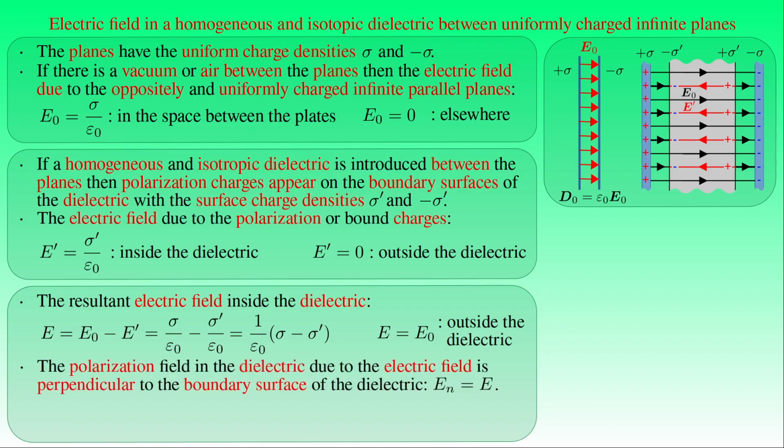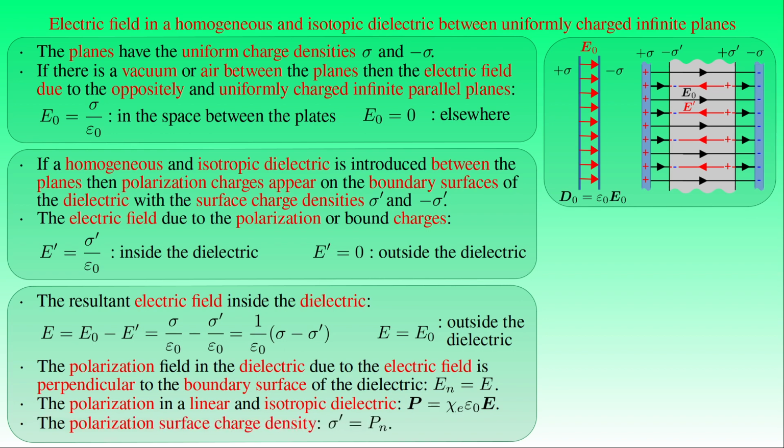Because the polarization field produced in the dielectric by the resultant electric field is perpendicular to the boundary surface of the dielectric, the normal component of the electric field is equal to its magnitude. We already saw that the polarization P in a linear and isotropic dielectric is equal to the vacuum permittivity epsilon naught, times the electric susceptibility chi E of the dielectric, times the electric field strength E. We also proved that the polarization surface charge density sigma prime at the boundary of a dielectric is given by the component of the polarization field P in the direction of the normal vector pointing outward from the surface of the insulating material. Then the polarization surface charge density sigma prime can be written as epsilon naught times chi E, times the magnitude of the electric field strength E.